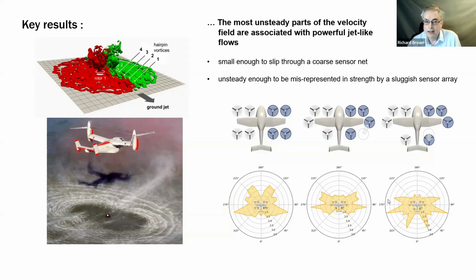Now, the point that we realized is, first of all, that these intense flows are actually small enough and localized enough that they might slip through a coarse sensor net. And hence we had to be very, very careful in making recommendations in terms of how our real life friends would actually go about measuring the outwash from these particular vehicles. And secondly, that the flow in much of the outwash is actually unsteady enough to be misrepresented in strength by a sluggish sensor array. If the frequency bandwidth of your sensor array was not high enough, then it might miss some of these velocity components altogether.